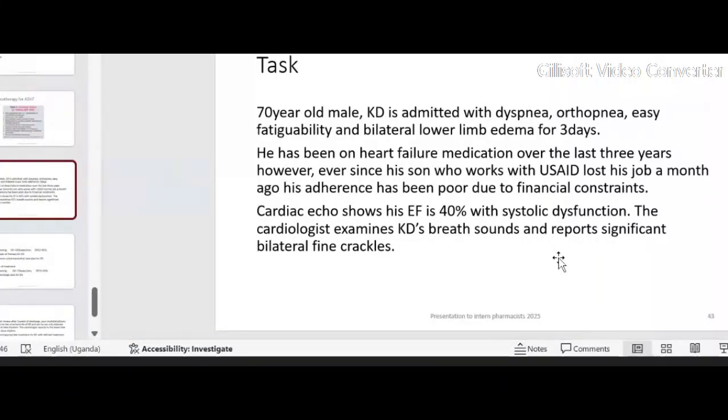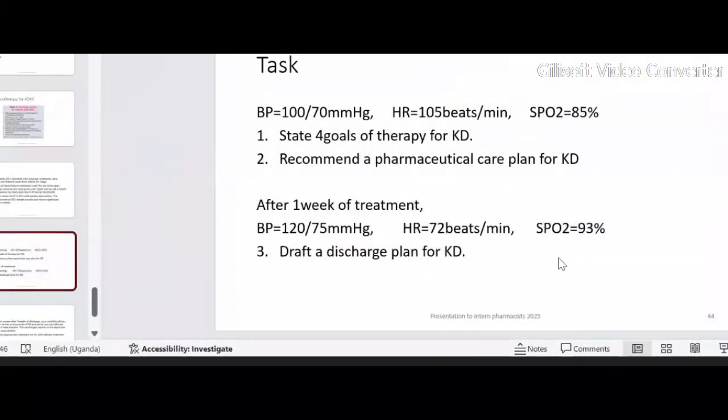Thank you, Doctor, for the presentation. From the case that you have presented, I see this patient already has a reduced ejection fraction. Together with that, if I also check the heart rate, it is increased. Okay, very good. Your name? Kenneth Mathiko, an intern pharmacist at Arwar General Referral Hospital. Okay, well done. That's very good.